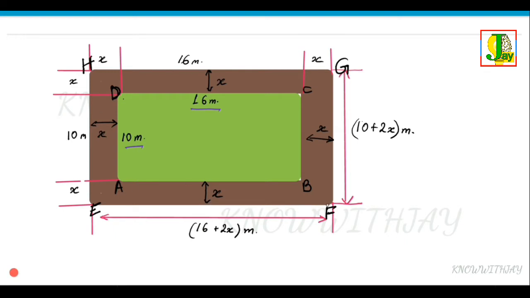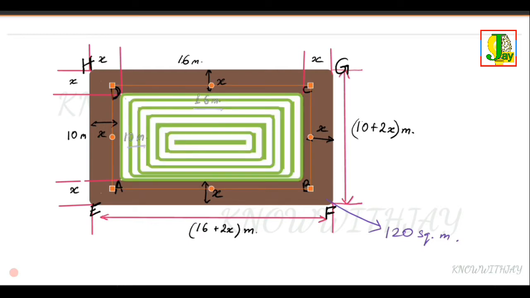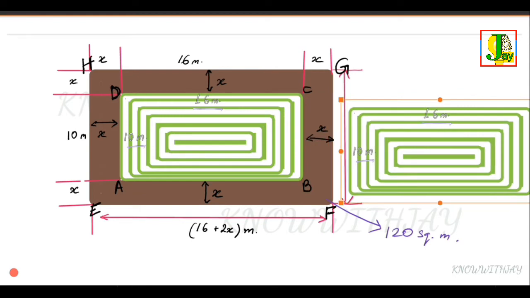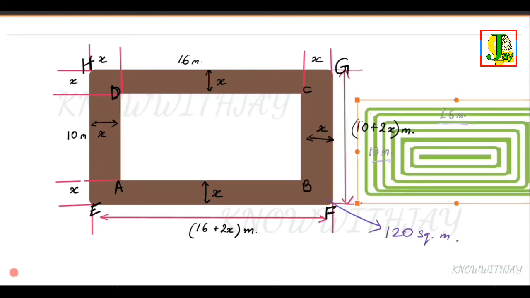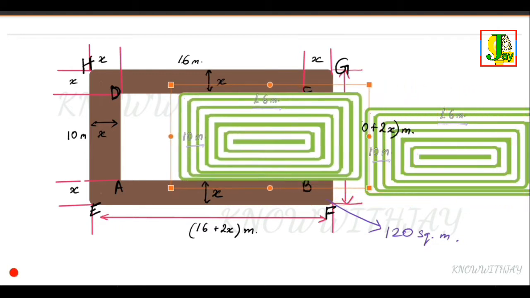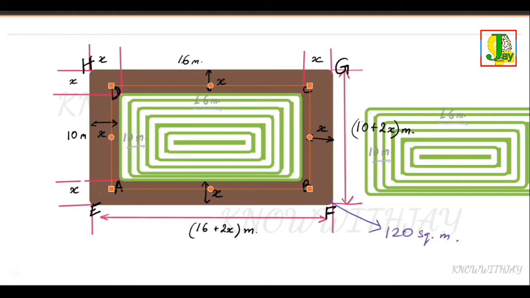Now the area of the walk is given, that's 120 square meter. How do we get the area of the walk? If we subtract the inner rectangular area from the outer rectangular area, we are left with only the area of the walk. That means we are going to subtract the area of the garden from the area of the garden and the walk taken together.